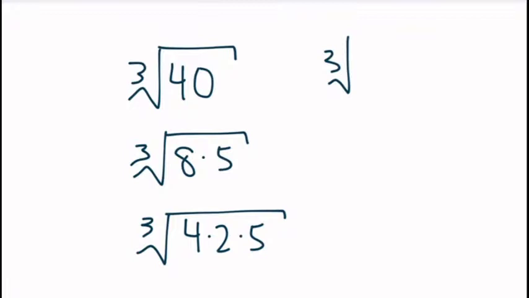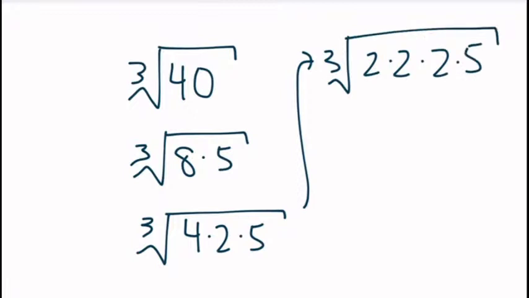So I'm going to take this up here. 4 is 2 times 2, and then we have times 2 times 5 from the rest of the factors. So if you look inside of the radical, we see 2 is repeated 3 times, which means it can be taken out of the cube root. So we're left with 2 times the cube root of 5. And that's our final answer.